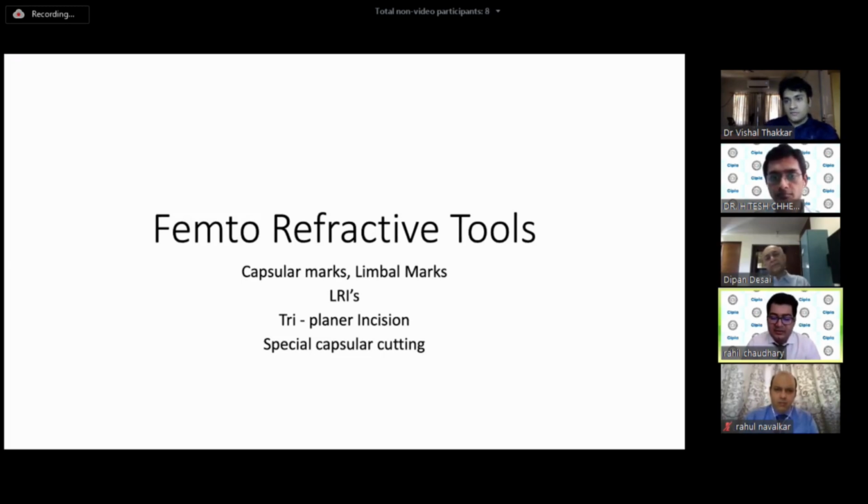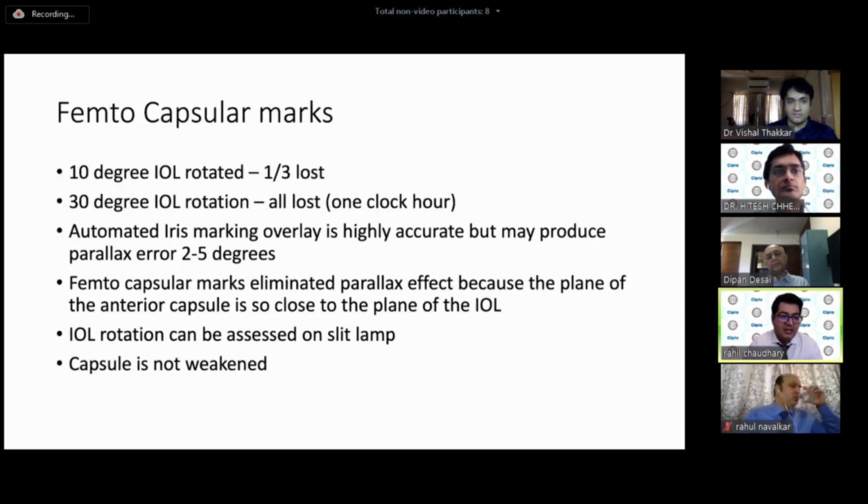The first one can be used to make capsular marks or limbal marks. Then we have the option of doing LRIs or AKs. Then we can make very accurate triplanar incisions. And then we also have something called special capsular cutting, where we can customize the capsulorhexis according to our needs. It is a very comprehensive and detailed topic, but I've tried to cover each and every subheading in brief detail. So let's start with femto capsular marks.